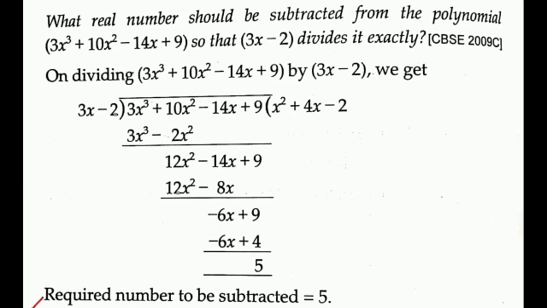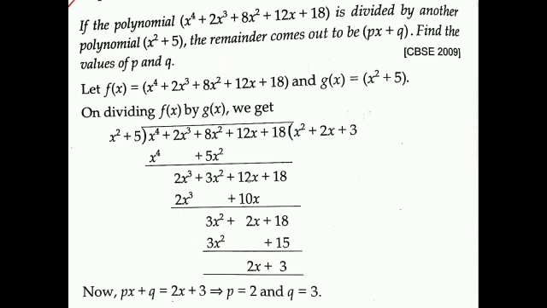So start the solution. Let the dividend f(x) equal x raised to the power 4 plus 2x cube plus 8x square plus 12x plus 18 and the divisor g(x) is x square plus 5. On dividing f(x) by g(x), we get x square plus 2x plus 3 as the quotient and 2x plus 3 as the remainder here. So please observe the division process carefully.